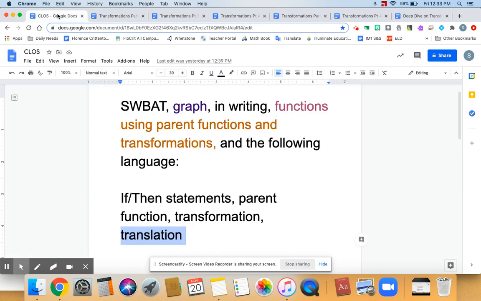So using if-then statements, as well as these vocabulary words, explain what you learned in this lesson.